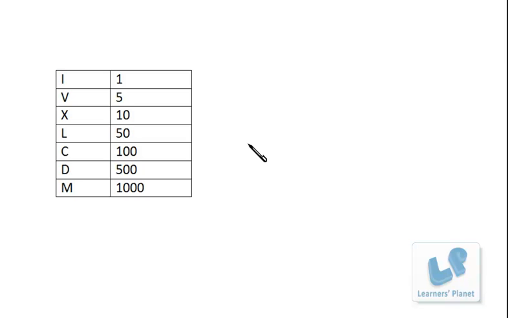Kids, now let's write some numbers between 400 to 500. First of all, let's write 400. Now for 400, it is 4 times 100, but we cannot write C 4 times consecutively. Okay, so we need to have an alternative method. So what we can do is, if we can deduct 100 from 500, we will be getting 400. Now how do we do that? It is 500 minus 100. If I write C before D like this, so it will be 500 minus 100, that is 400. So CD represents 400.